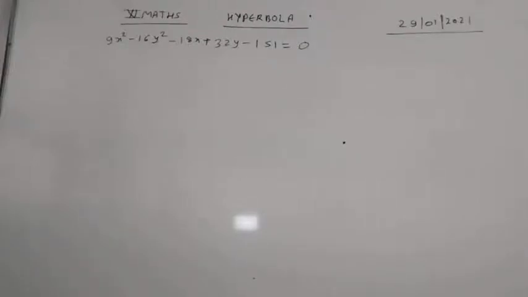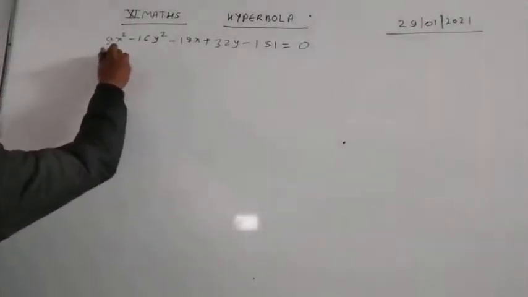And the question says to find the coordinates of the center, length of axis, eccentricity, latus rectum, coordinates of foci, and vertices. So these are the things which we have to find from the given information. Now first of all, we change this into the standard form.